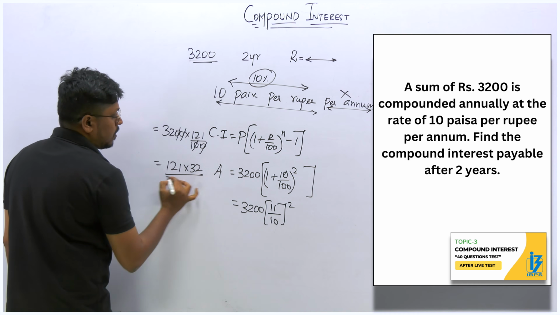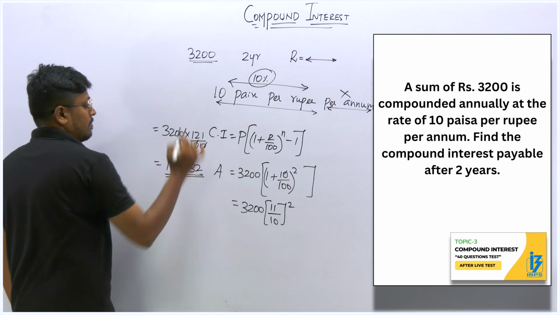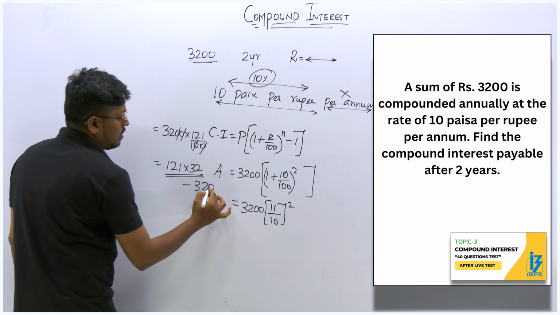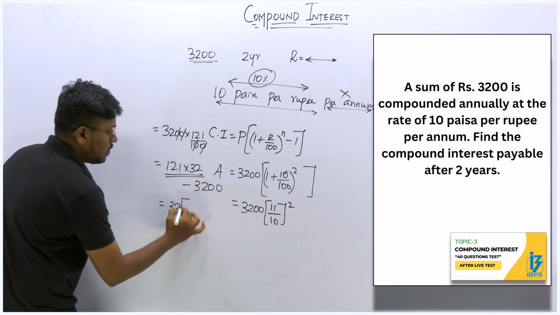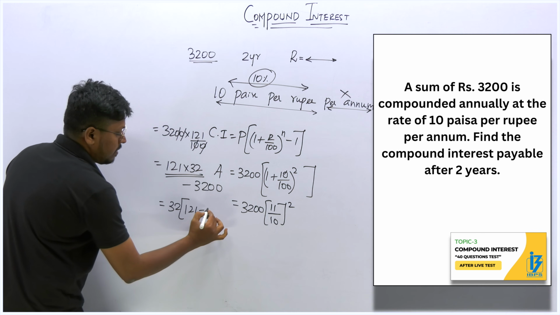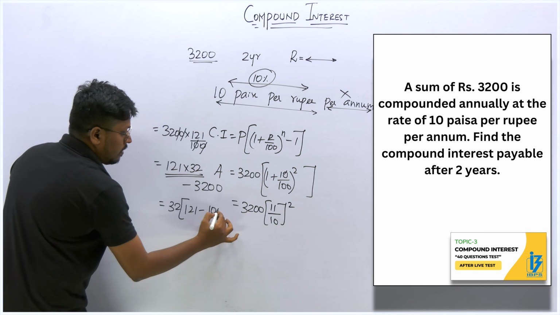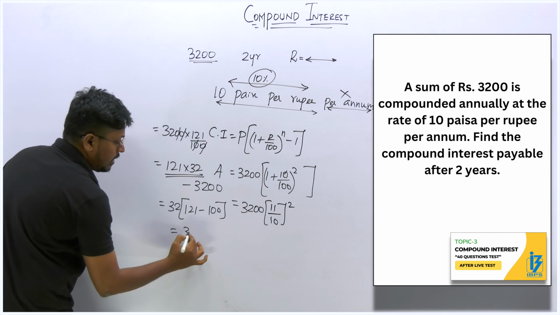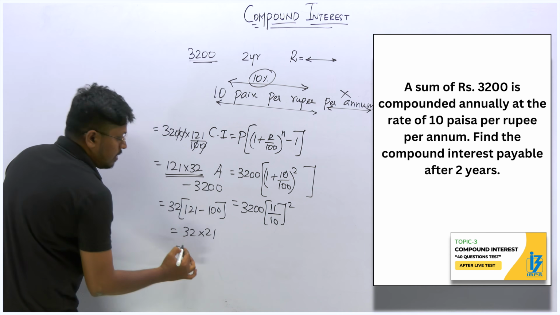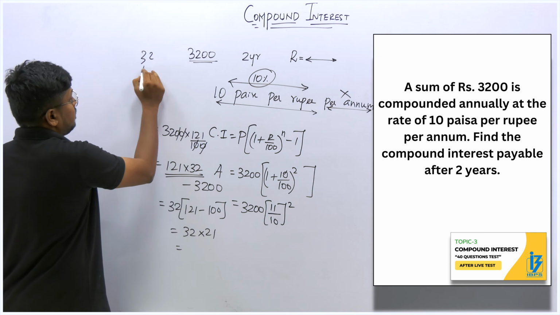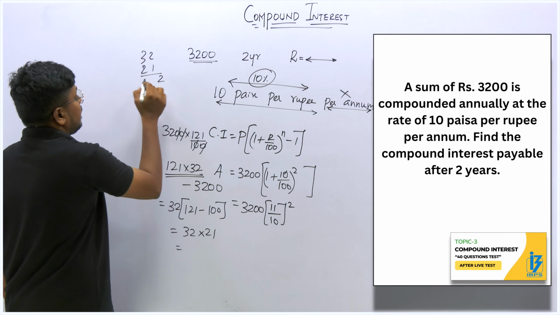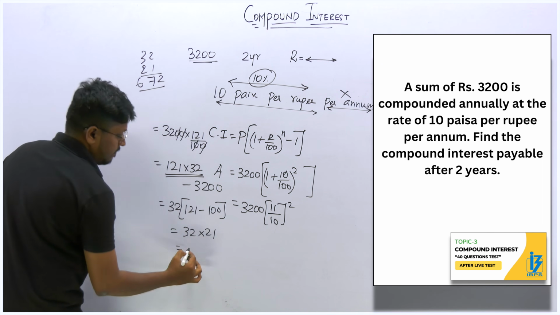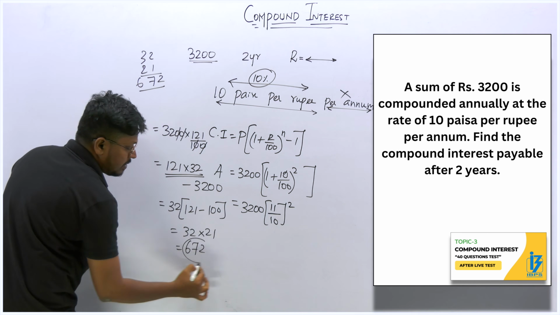So this will be the total amount he is receiving. So minus the principal amount 3200. So here we can cancel 32: 121 minus 100. So 32 into 21. 32 into 21: 2 ones are 2, 3 twos are 6, 4, 7, 672. So 672 is the total.